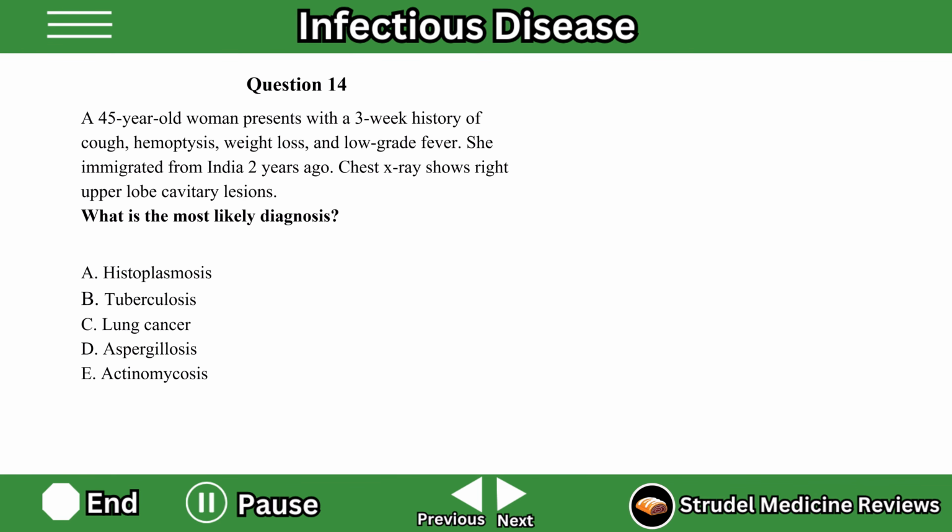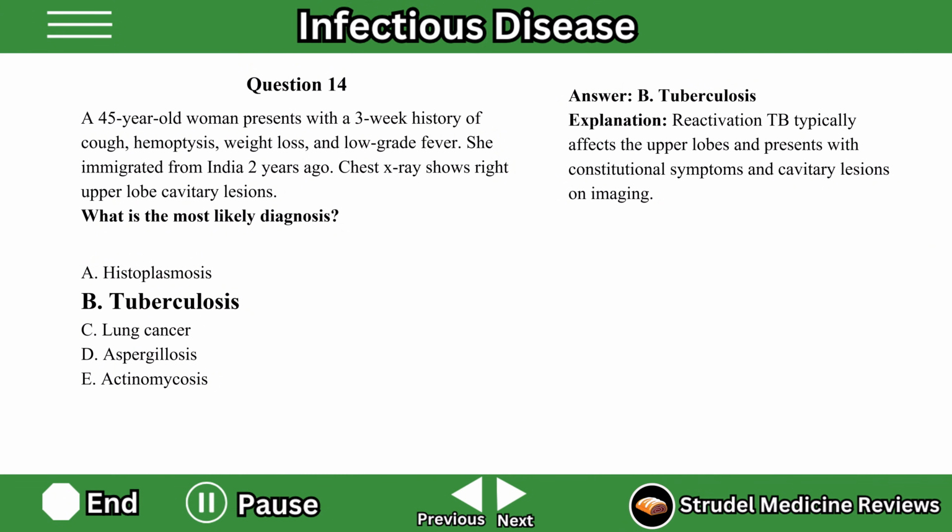All right, so here you should recognize an immigrant patient presenting with weight loss, hemoptysis, and cough. That should make you think of TB, and most likely this is reactivated TB, which will present with infection in the upper lobes and also cavitary lesions on imaging, especially chest x-ray. So remember, with primary TB you'll form that Ghon complex, but then with reactivation you can form those cavitary lesions.